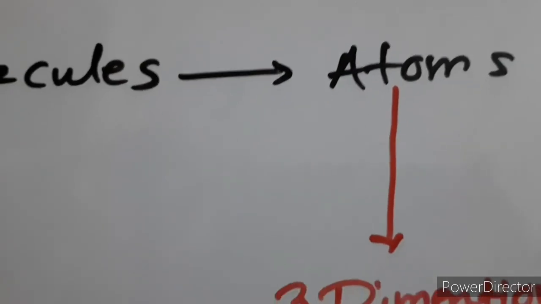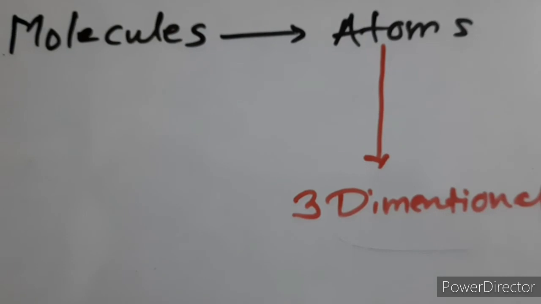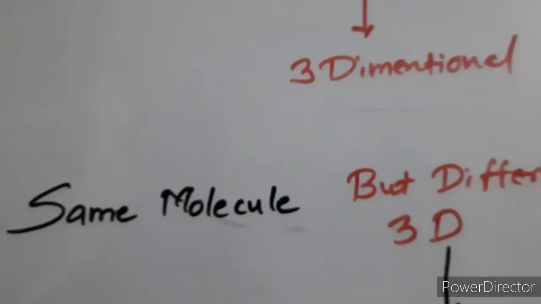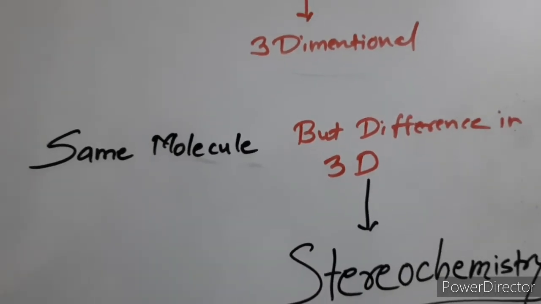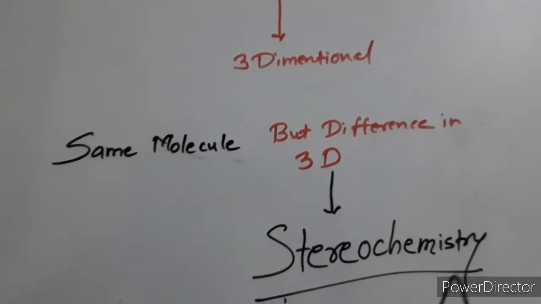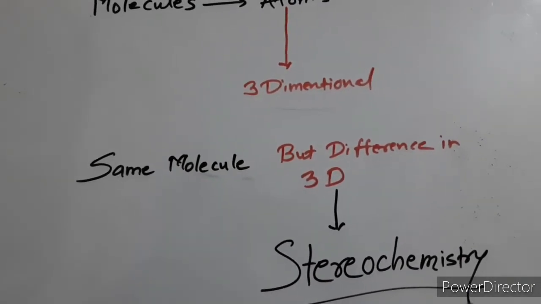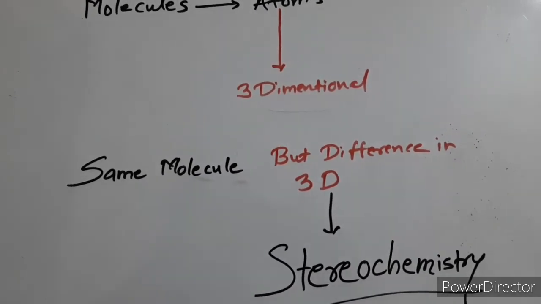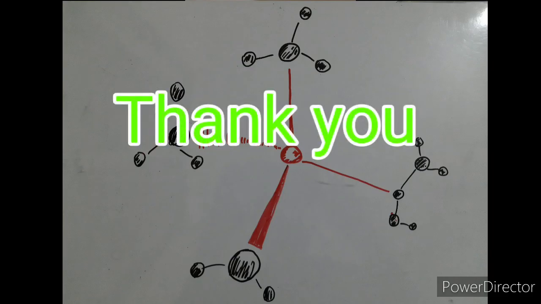And when these molecules exist in three dimensions, they show some differences. In spite of having the same number of atoms and the same connections, they still have some difference. That difference is studied in stereochemistry, the branch of chemistry where molecules are studied in three dimensions.